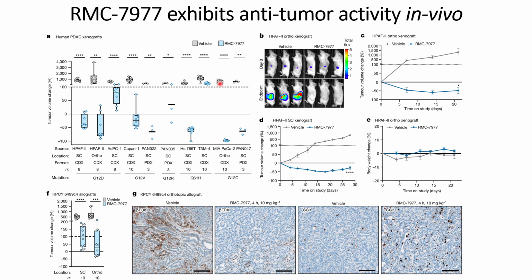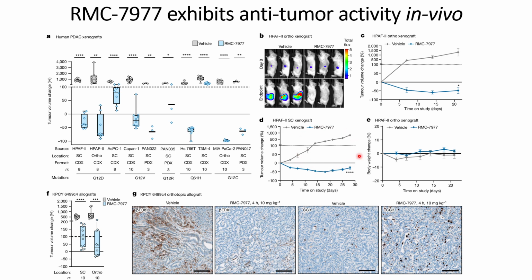The next thing that they check to see whether RMC-7977 has an impact is that they do this for the orthogonal injection of the xenograft. They check the tumor volume, and they can see that in all the cases tumor volume goes down, whereas in the vehicle the tumor volume goes up. And similarly they did check for the subcutaneous injection of the xenograft, and they see the similar results here also.